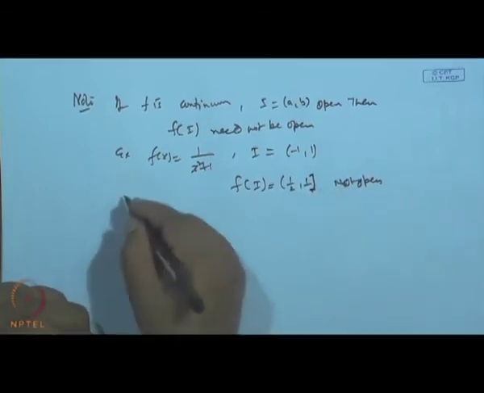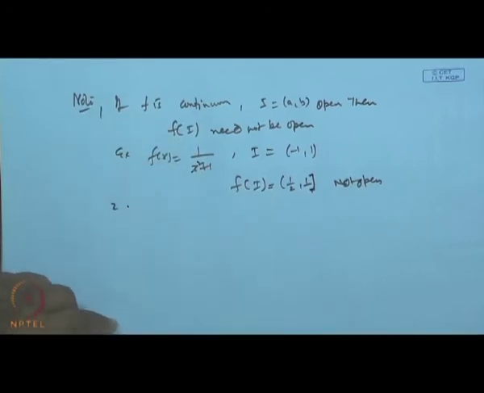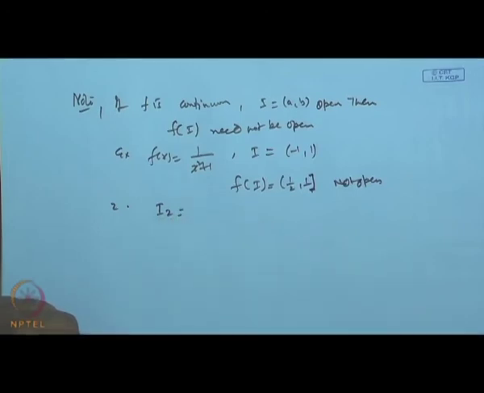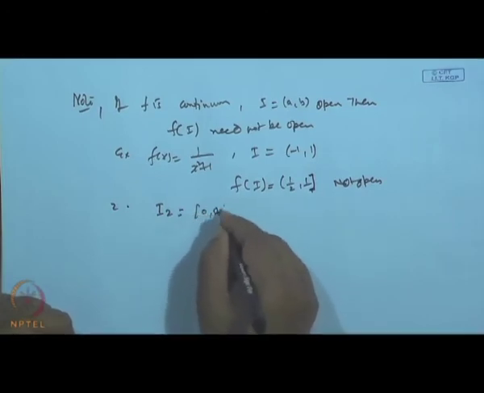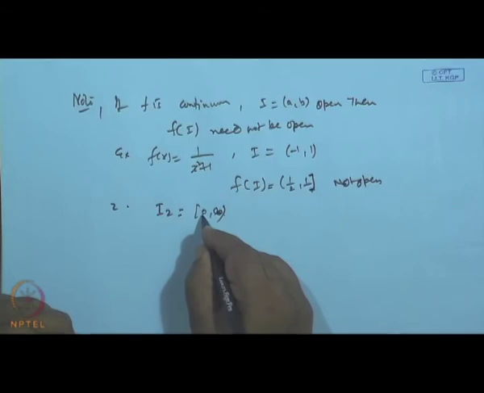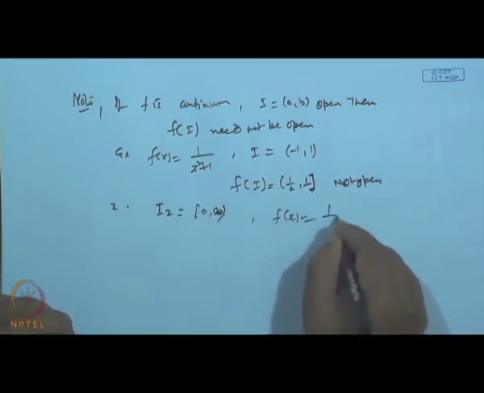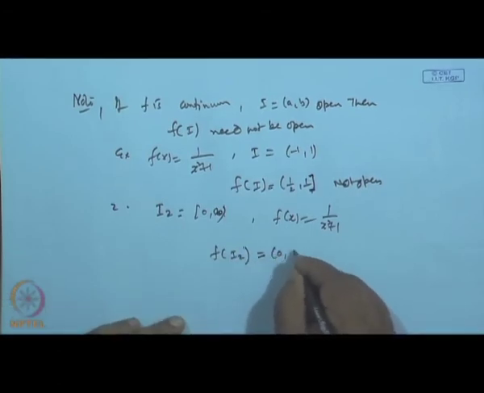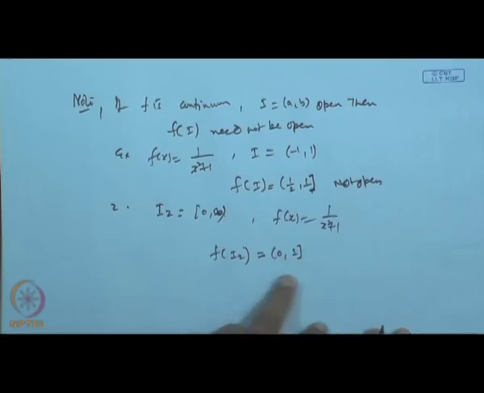Okay. Similarly, if I 2 is a semi closed interval, say 0 to infinity, and f of x is the same as x squared plus 1, we see that f of I 2 comes out to be a semi closed interval, but open at this point. So I 2 is not a closed interval.